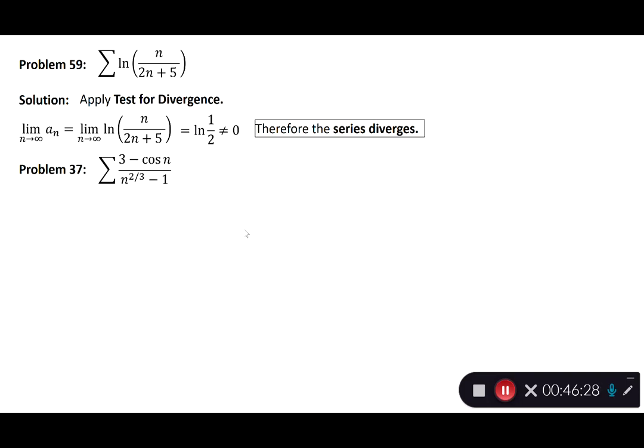Ooh, I like this one. 3 minus cosine n over n to the 2/3 minus 1. Any thoughts?